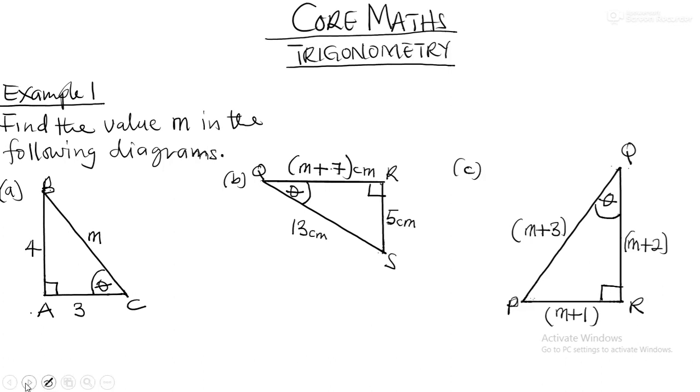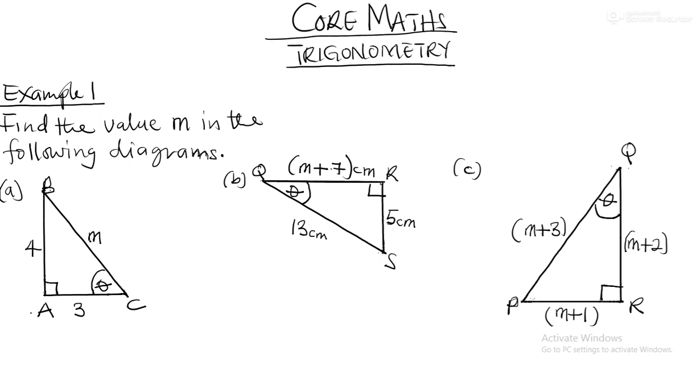Alright, so let's look at how we'll solve this one. Now we're given a right angle triangle and this is the hypotenuse. Based on this reference angle, this is the opposite and this is the adjacent. So from Pythagoras theorem, we can have a relation between the hypotenuse, opposite, and the adjacent, and that relation will help us to find m.